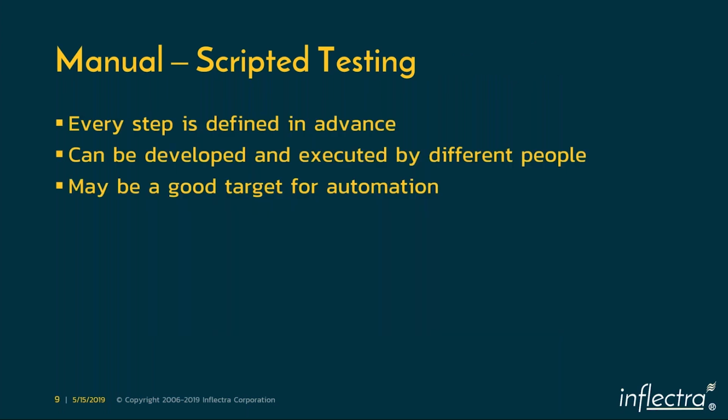Since every step is defined in advance, a scripted test can be developed and executed by different people. In some cases, such a test may be a good candidate for automation. The automation engineer implements a test and the software tool runs it. Returning to our analogy of walking and driving, if we have a working car, there are good roads, and we know how to drive, why not reach point B faster? If we can automate something and it's easy, let's do it.